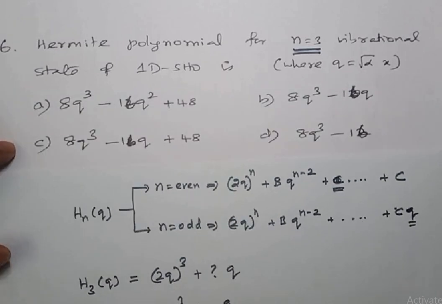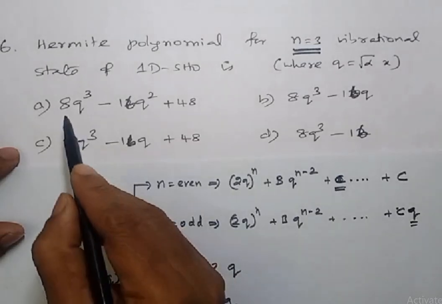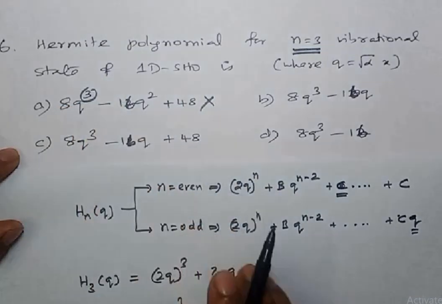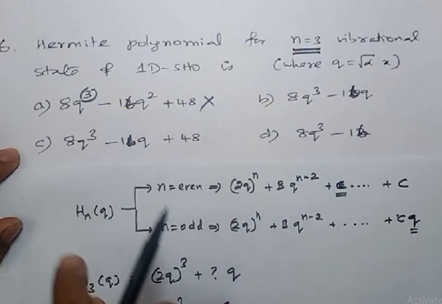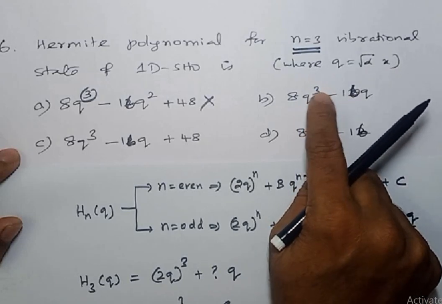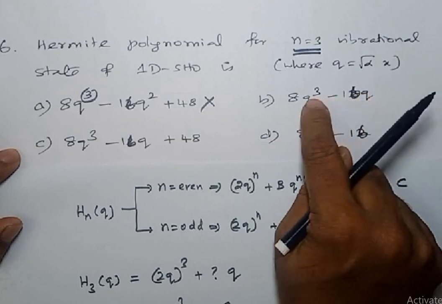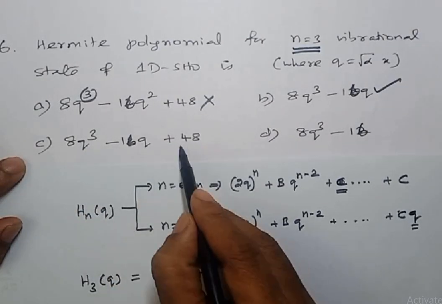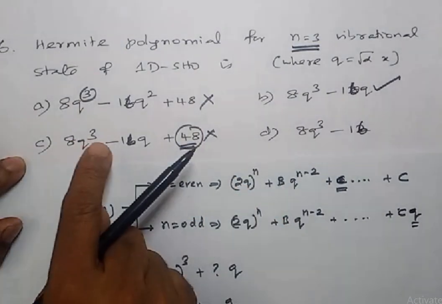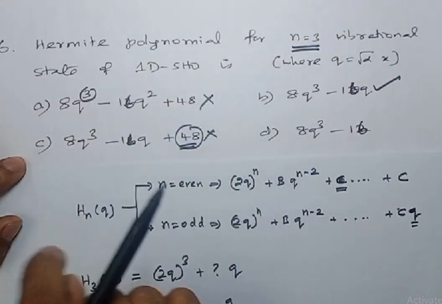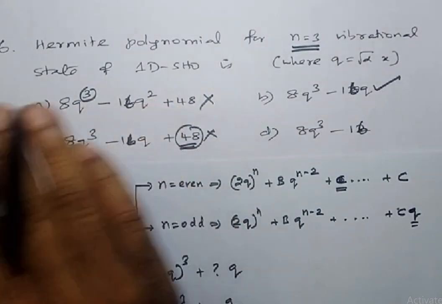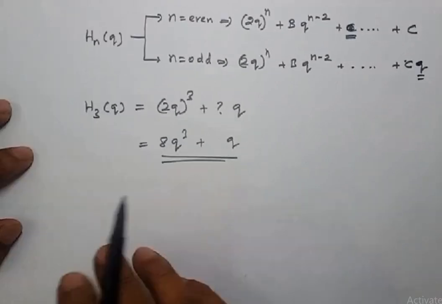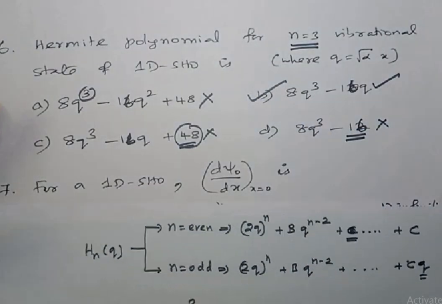Now, just compare the options. You can easily find out. I have 8q cube. A q square term is not possible, because if q power n is the first term, the second term should be q power n minus 2. In option B, q power 3 is there, and if you subtract 2 you get q. Yes, the term ends with q. This is correct. Whereas in option C, q cube is there and a q term is there, and a final constant is not possible for odd n. If n is an even number, you will get a constant. If n is odd, a constant is not possible. So here also the constant given is not possible. The only correct option is option B. Is this clear?